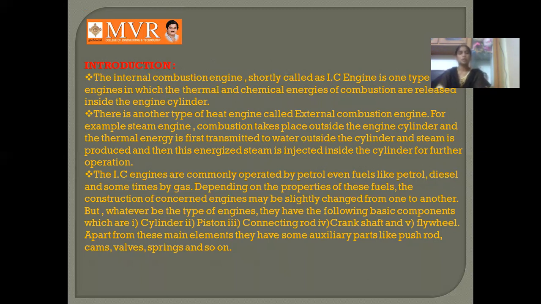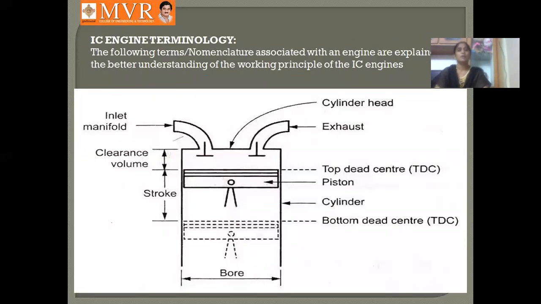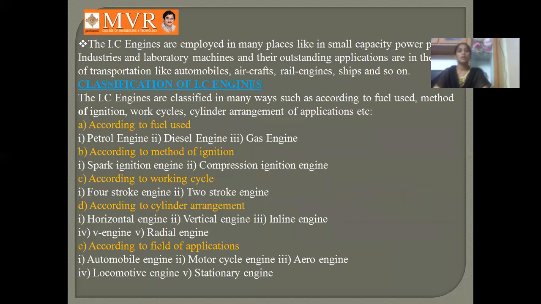The IC engines are commonly operated by fuels like petrol, diesel, and sometimes gas. But whatever be the type of engine, they have the following basic components: cylinder, piston, connecting rod, crankshaft, and flywheel. These are the classification of IC engines according to the fuel used: petrol, diesel, and gas.